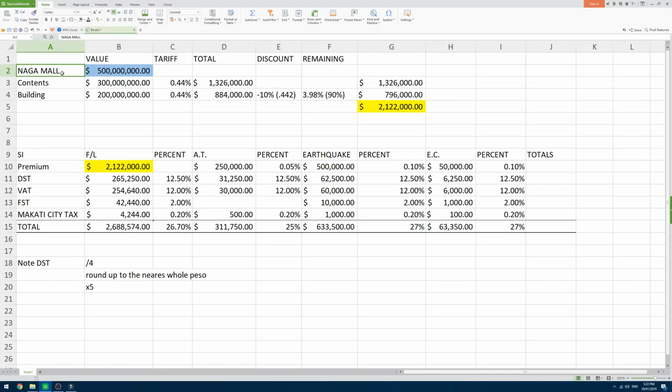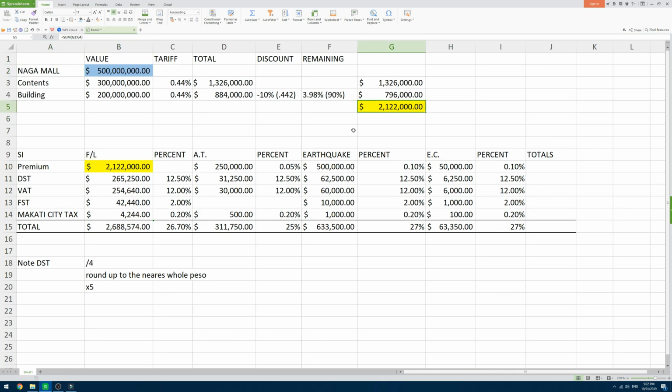So, this is how he explained it to us. By example, we have a mall, Naga Mall, that is worth 500 million. The owner says, I want to apply for standard fire insurance. That includes fire and lightning. So we need to compute the premium of the insurance.